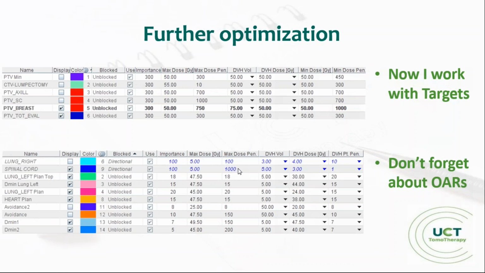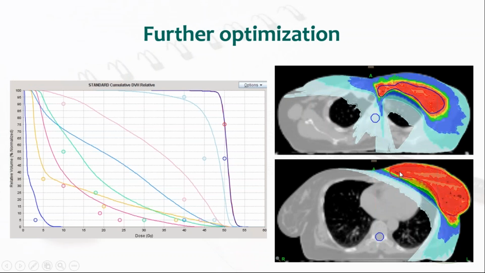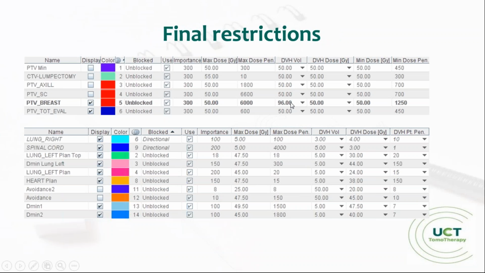So this is the middle of the optimization. So you see here much better coverage. So here also much better coverage, but the histogram is not so good as it was. So my final restrictions. Here I put 96% to really achieve 95 in the end. I really had problems with maximum.